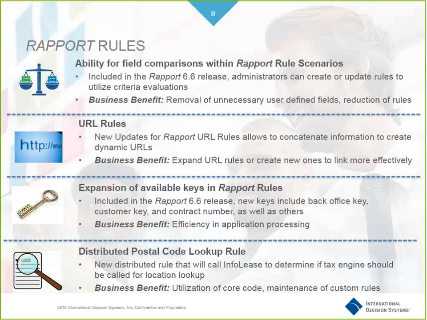With our 6.6 release, we've expanded the available keys that we have as a part of Rapport rules. So we've included keys such as back office key, the customer key, and the contract number, as well as some others.